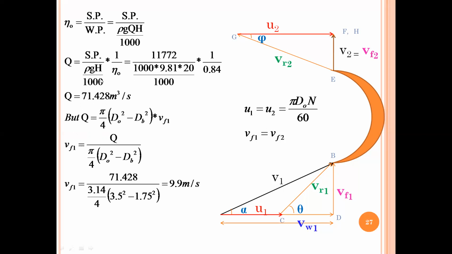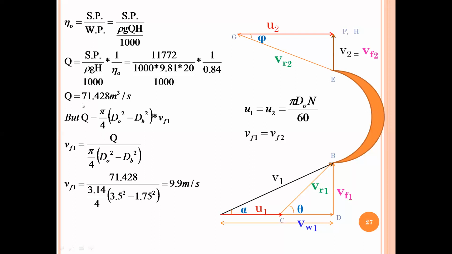Remember that whenever shaft power is coming, it is always the overall efficiency, shaft power by water power. I'm saying this because two efficiencies are given. They're given both hydraulic efficiency as well as your overall efficiency. So for shaft power, it's always your overall efficiency.